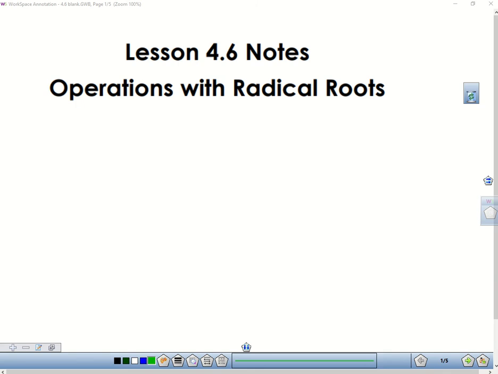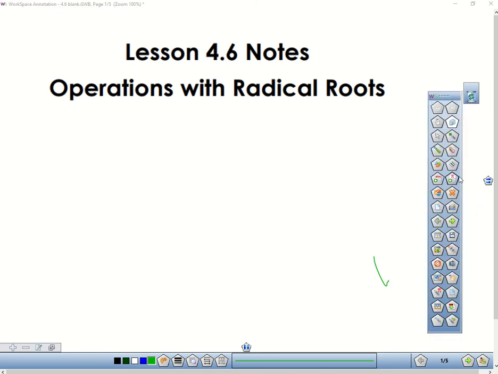Alright, so today we're going to be doing lesson 4-6, which is operations with radical roots. So we've been dealing with radical, nth radicals basically in the last few days. And now we're going to put that together with our knowledge on simplifying expressions, dividing, multiplying, adding, subtracting. And we're going to combine that, and we're going to have some new rules that apply when we're dealing with radicals.